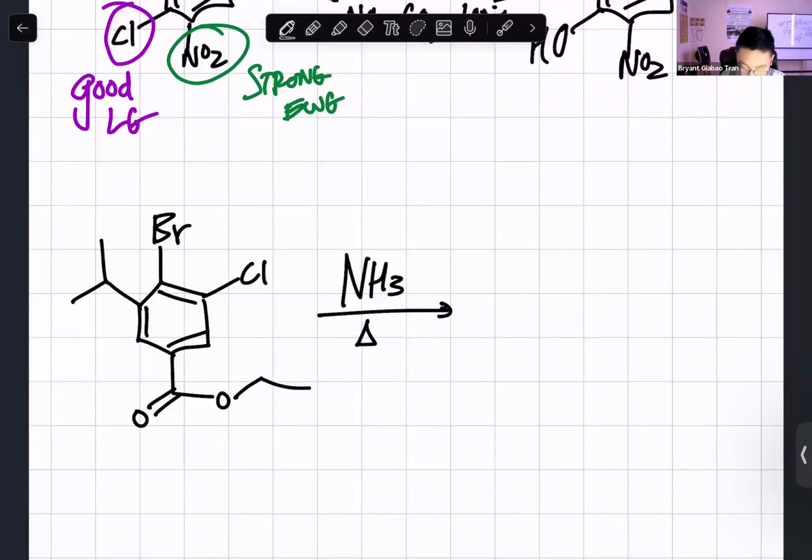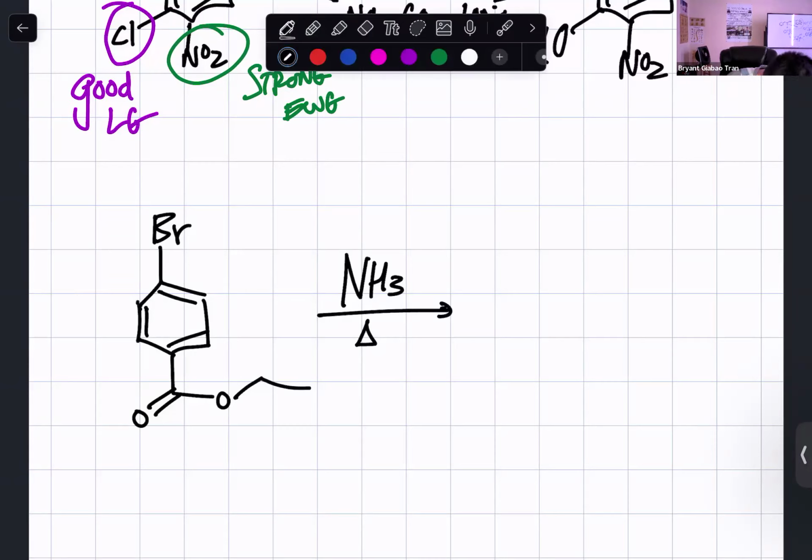Okay, if I give you this reactant molecule here, what would you predict the product to be?